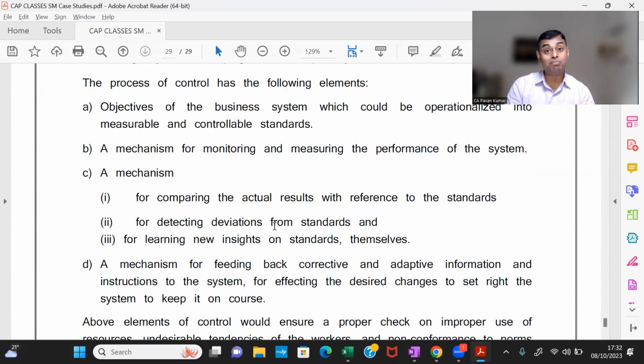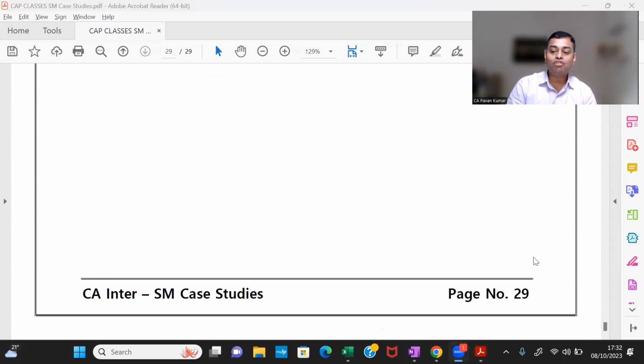Chalo, anyway, I don't want to be more controversial. Okay, so this is what it is. So with this, we have completed 5th chapter also. Okay, any doubts in this?